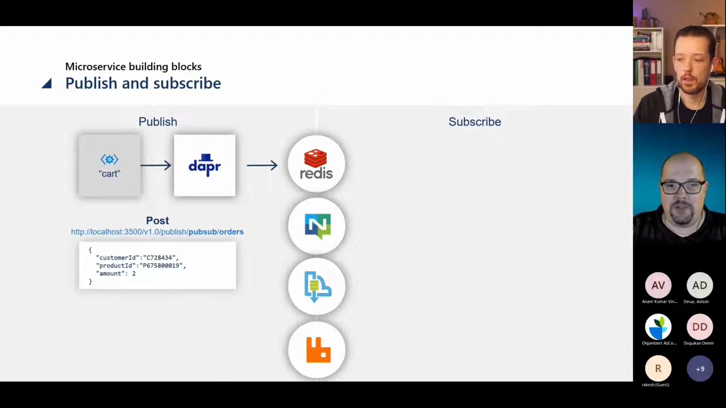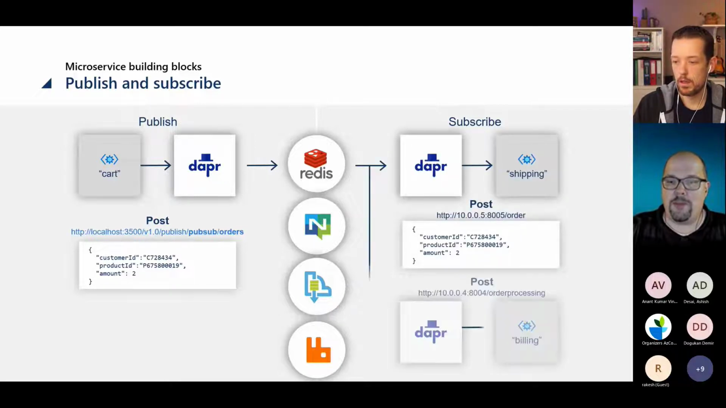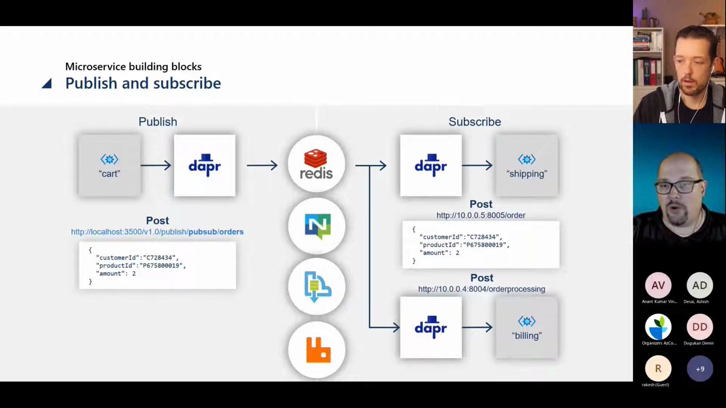Once the message has been sent to the message broker, on the subscribe side, services can subscribe to this same broker using Dapr. So here you can, for instance, see that there are two services that subscribe. There's a shipping service and a billing service on the right, and they both subscribe through the Dapr sidecar to this topic, in this case, the orders topic. And every time a message comes into this orders topic, each of these services will get a copy of the message, and the Dapr sidecar will handle that for you. And then the Dapr sidecar will call a certain endpoint on your application.